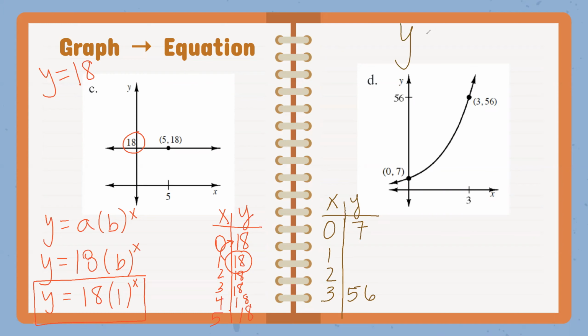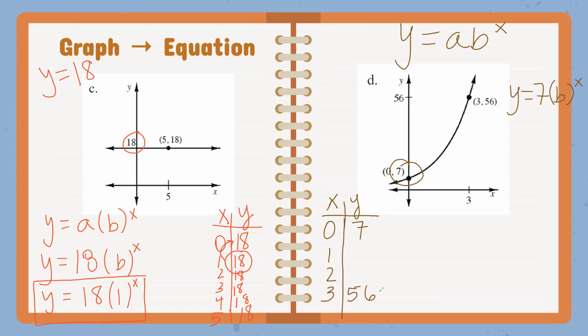So I've got y is equal to a b to the x. Right away, we're given our a. What is our a? It is 7, right? Because a is our y-intercept, and that's where 7 is. However, I don't know my b. And here we're throwing a little wrench in the loop.